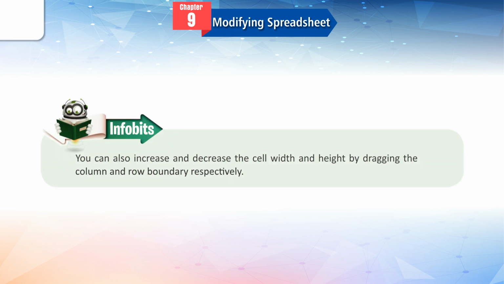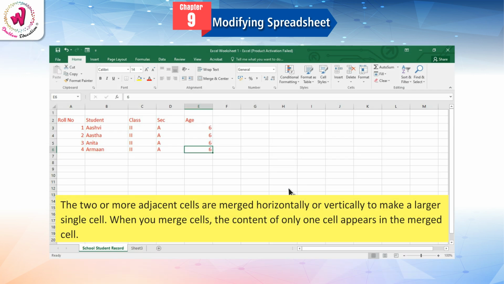Info bits. You can also increase and decrease the cell width and height by dragging the column and row boundary respectively. Merging cells. Two or more adjacent cells are merged horizontally or vertically to make a larger single cell. When you merge cells, the content of only one cell appears in the merged cell.